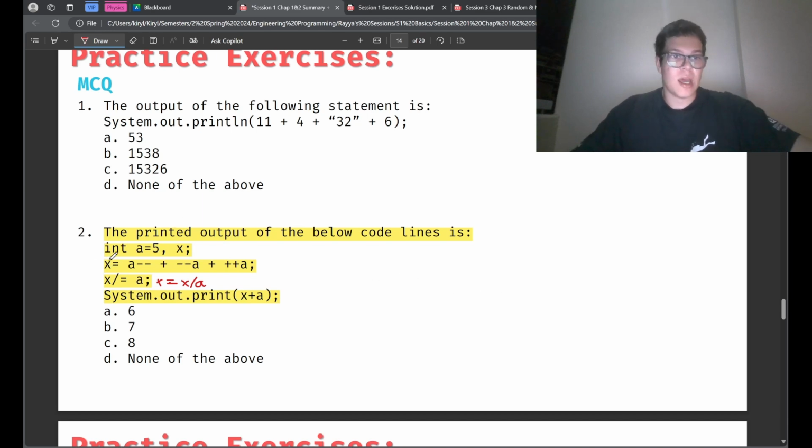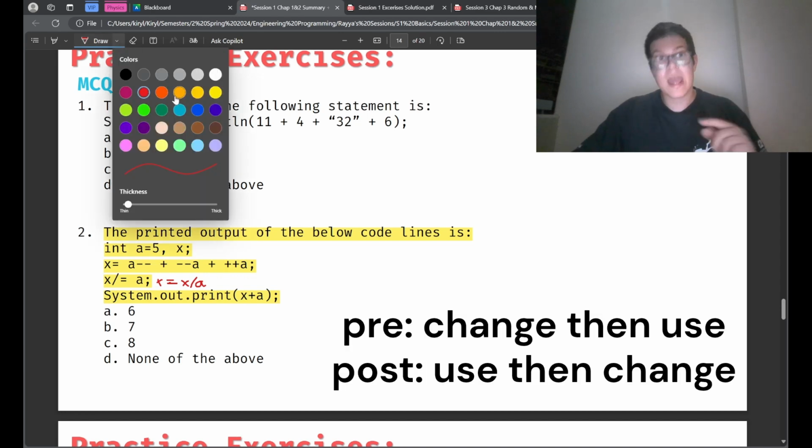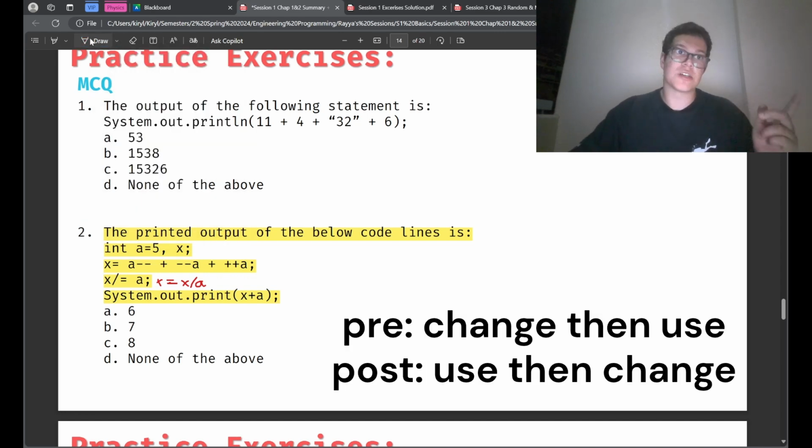So let's start. As you remember, these are prefix and postfix. The prefix, we change the value, then we use the value. The postfix, we use the value, then we change the value. We can see it here when we say a minus minus, because this is a postfix. It's coming after the variable.